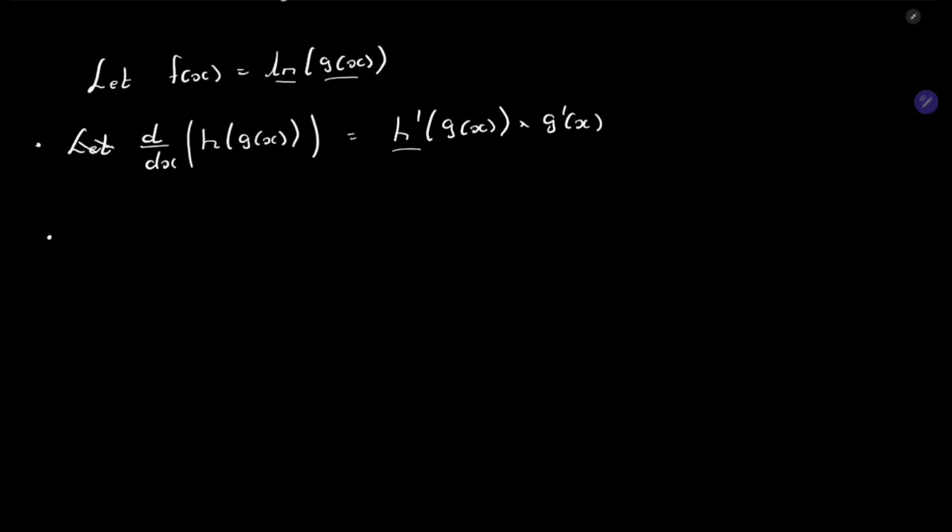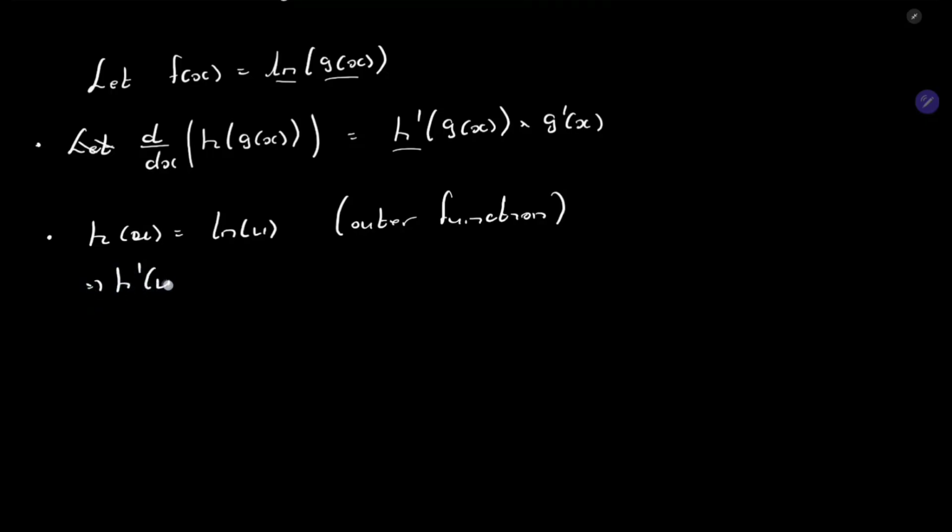In this case, h is our outer function and g of x is our inner function. So what is h prime of g of x? Let's use u. First of all, h of u is our outer function, ln of u. This implies that h prime of u gives us the function 1 on u.